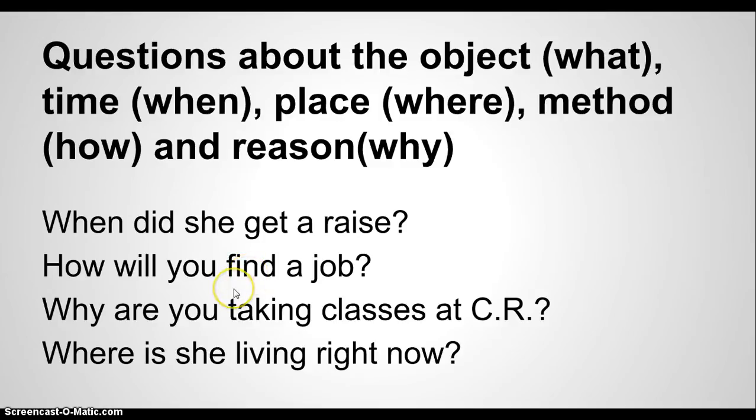Now, in the next sentence, we have the progressive form with the auxiliary are, which is a form of the verb be. And notice that our principal verb is in the progressive form, ing. Okay, this is different from base form with will and did. Okay, so this question is, why are you taking classes at Carlos Rosario? But the form and the order is exactly the same. Same with the fourth sentence, where is she living right now? Same order. Question word, auxiliary, subject, and verb.